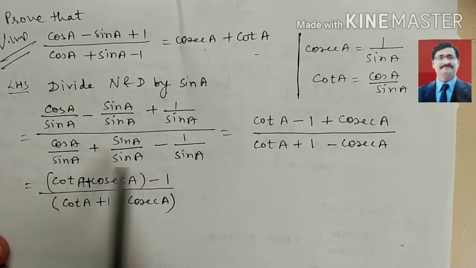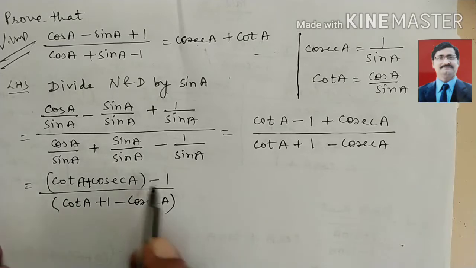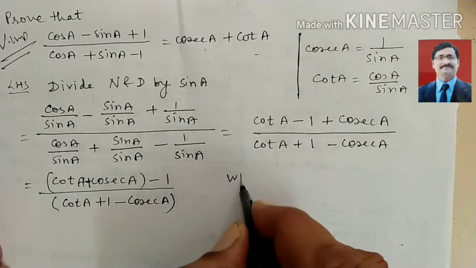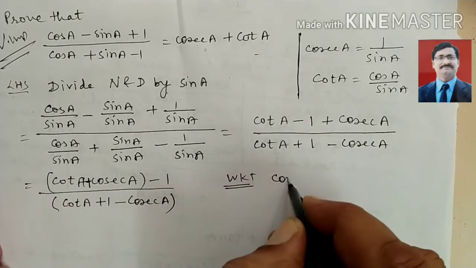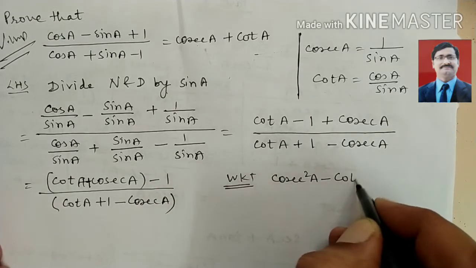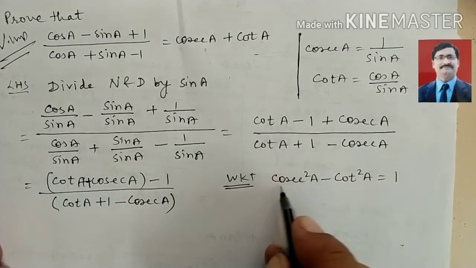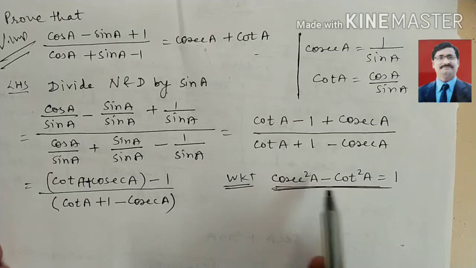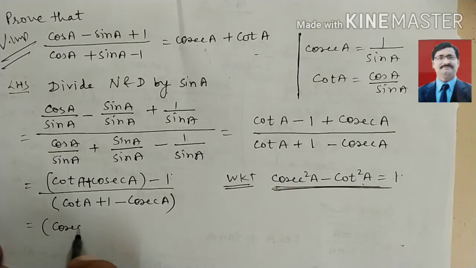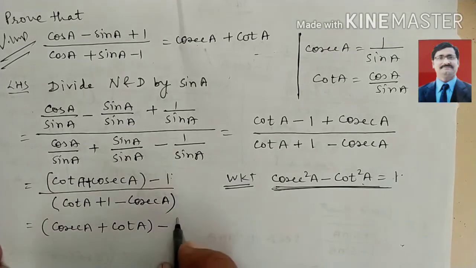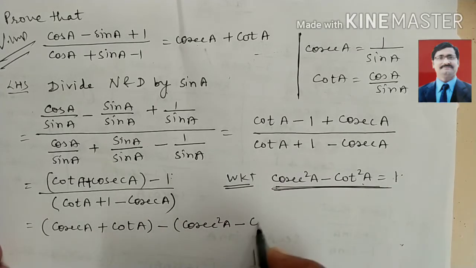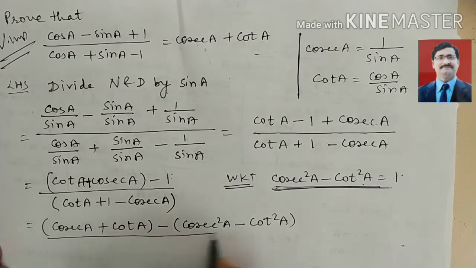Now look here, you have to do some work in the numerator so that you can take this common. So look here, we know one formula. What is the formula? Cosec square A minus cot square A equal to 1. Okay, this formula you know already. Cosec square A minus cot square A equals 1, means in place of this 1 you have to write this formula, and here you write cosec A first. Cosec A plus cot A minus 1, in place of 1 we write cosec square A minus cot square A, and the denominator you can write as it is, cot A plus 1 minus cosec A. All of you understand this?